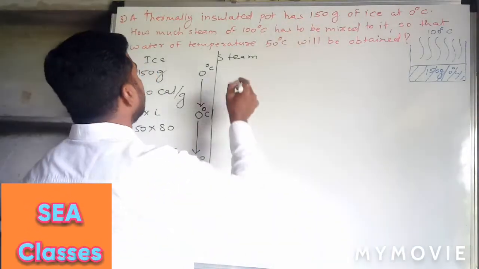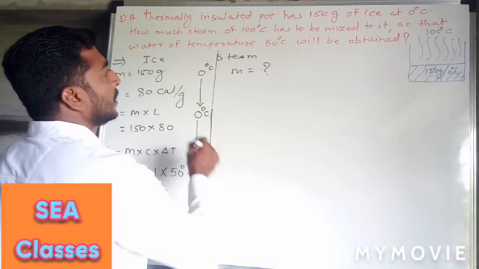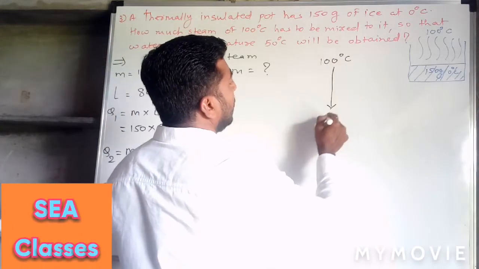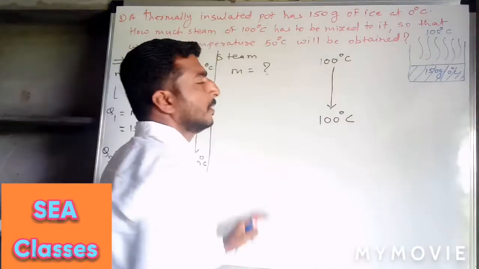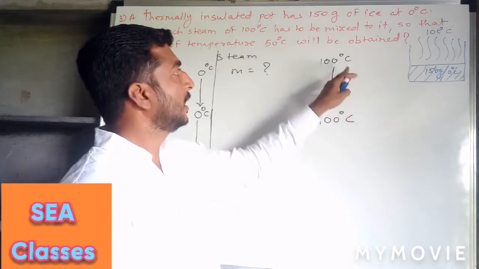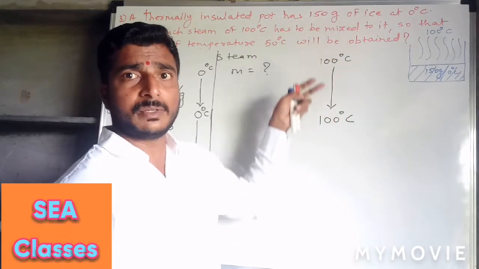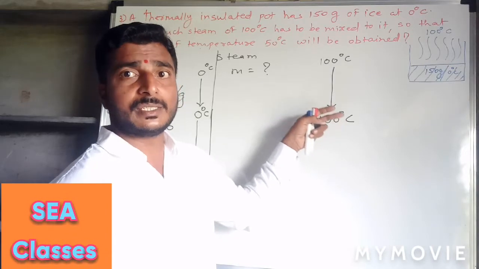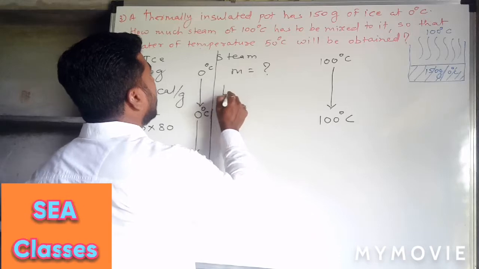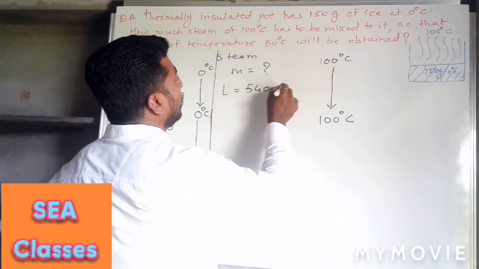Now let us see about the steam. You have to find the mass of steam. Now you see this steam at 100 degrees Celsius will be changing the state. As it comes in the vicinity of the ice, it will start to condense. When it is condensing, the steam changes the state from gaseous to liquid, and therefore it will have a latent heat of condensation, and that is 540 calorie per gram.